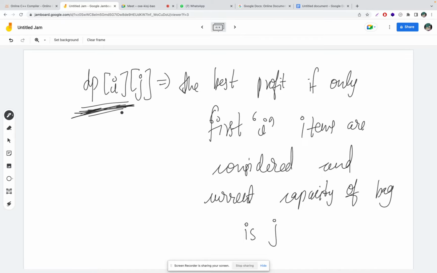So guys, DP[i][j] means the best profit you can get if you are only considering the first i items. मतलब if i is 5, then I am looking at only the first 5 items, and not looking at the rest.